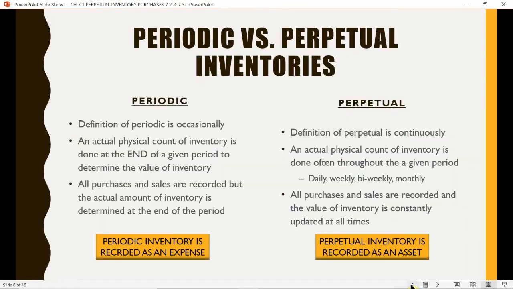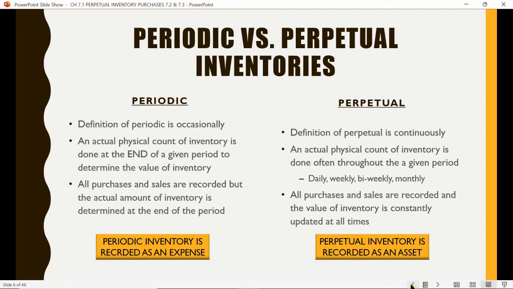So we talked about the two different tracking methods: periodic and perpetual. Now here's the difference. We are done with periodic, so we are now moving into perpetual, because we've already learned everything there is to know about periodic inventory. The definition of perpetual inventory is to constantly update your inventory. That's what perpetual means: to be constant.